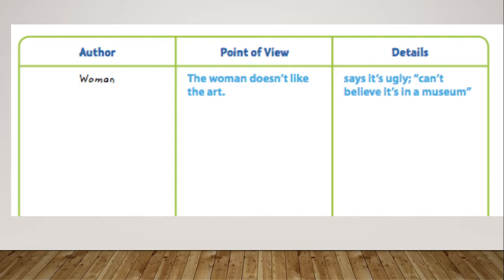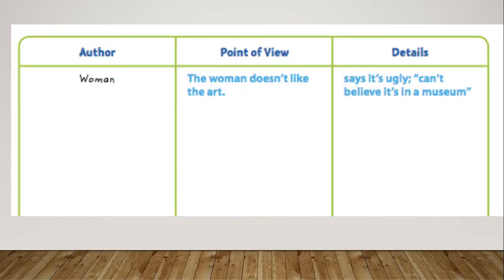Well, how do we know that? She said things like it's ugly. I can't believe it's in a museum. Now, this is her point of view of the painting, though. We learned it by seeing some of the descriptive words she used to describe this painting.